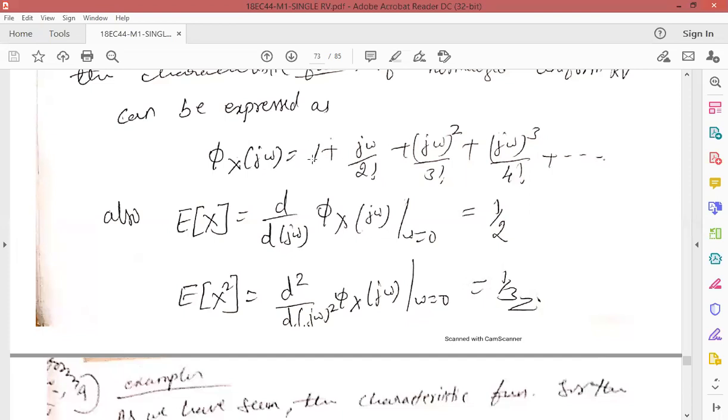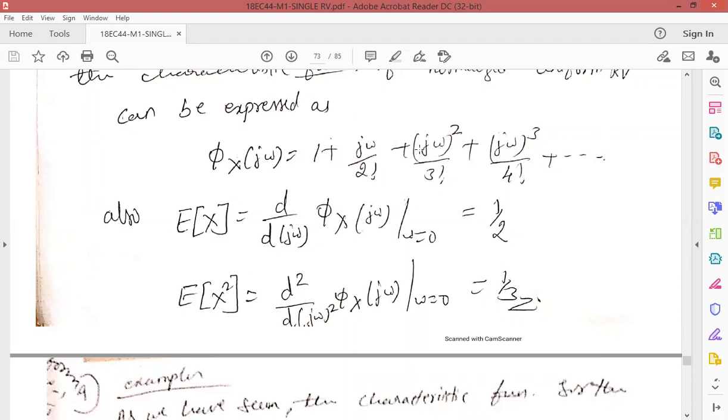So here differentiation of a constant is 0 for the first time. So this will be equal to 1 by 2 plus 2j omega by 3 factorial plus 3j omega whole square by 4 factorial and so on. So like that you will be getting. And when you differentiate for the second time, already this term is 0. So here 1 by 2 factorial, which is a constant.